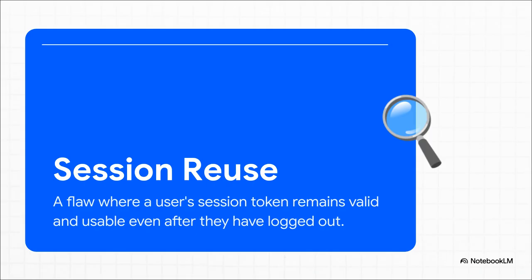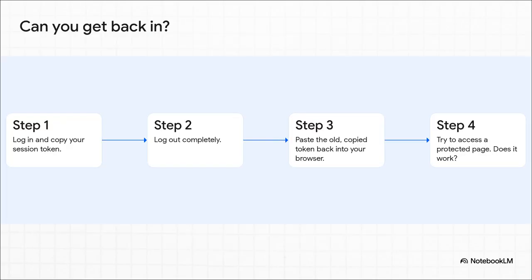You see, when you log in, your browser gets this thing called a session token. That's your digital key card. It's what keeps you logged in as you click around the site. The problem, the huge, massive flaw, is when you click that log out button and the website doesn't actually invalidate your key. And the test for this is super straightforward.